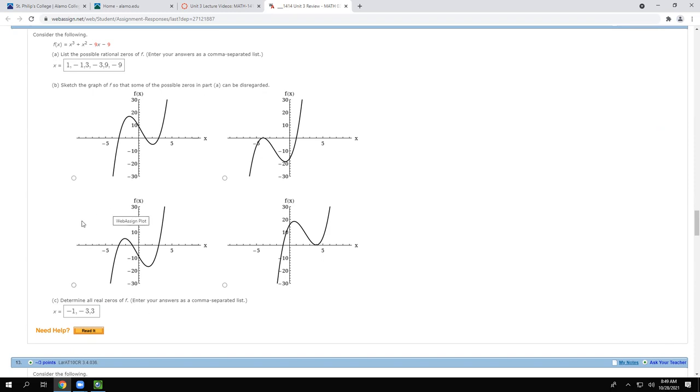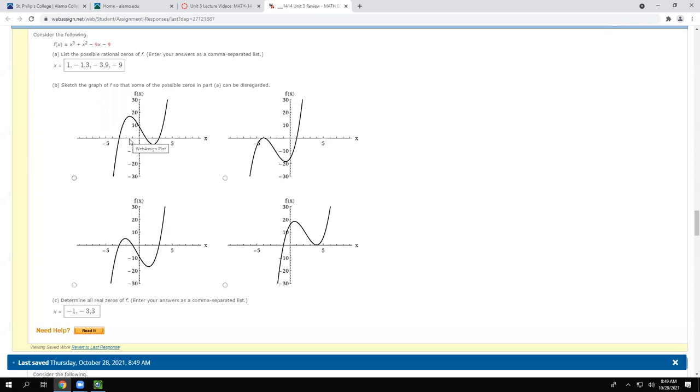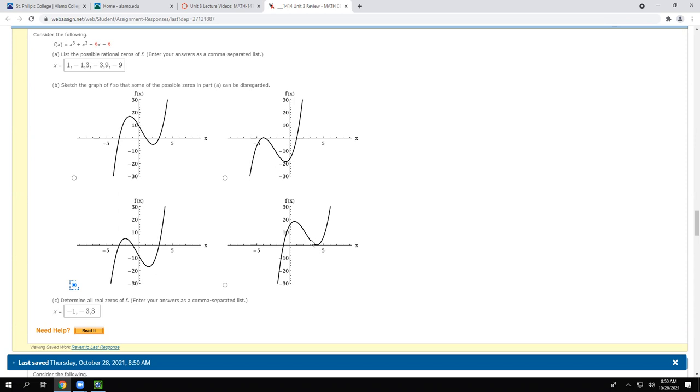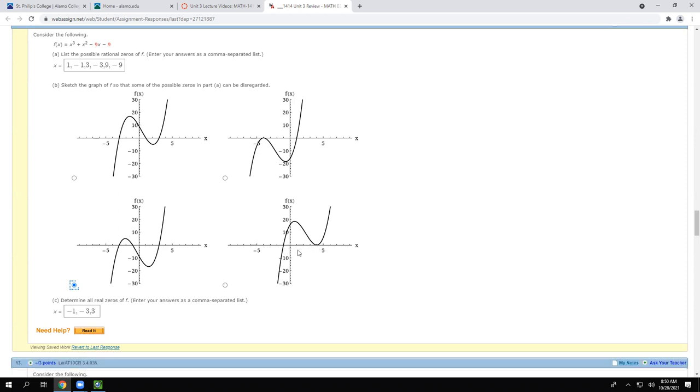So which ones have those answers? So this has negative 3, but no negative 1. This one's the only one that has all three, right? Negative 3, negative 1, and positive 3, right? This one has positive 1 instead of negative 1. This one only has 2 zeros, and that's it. And this one only has 2 zeros, and that's it. This one's the only one with the correct zeros.